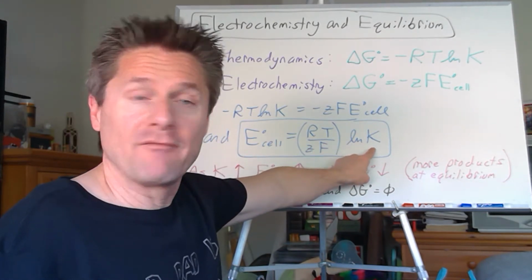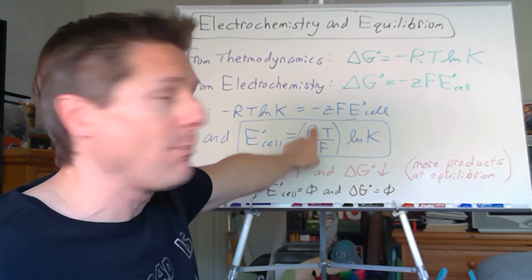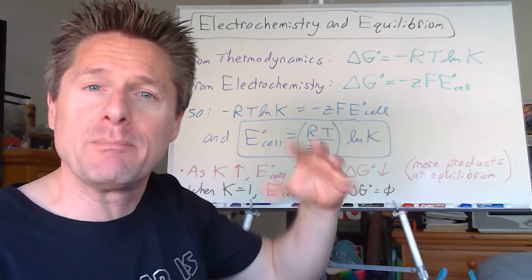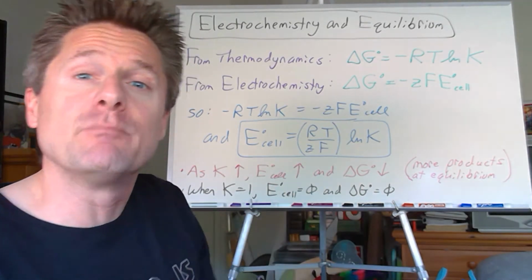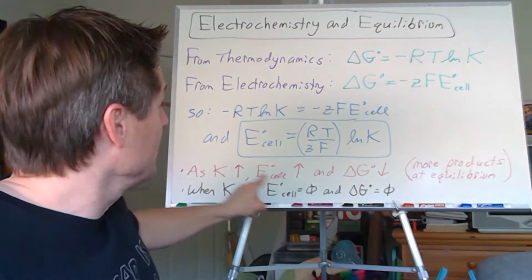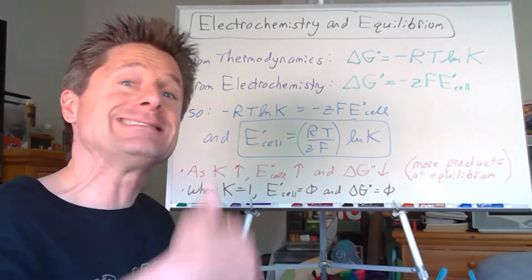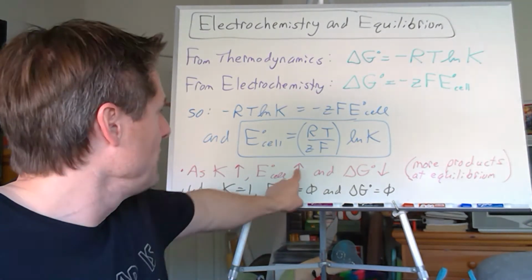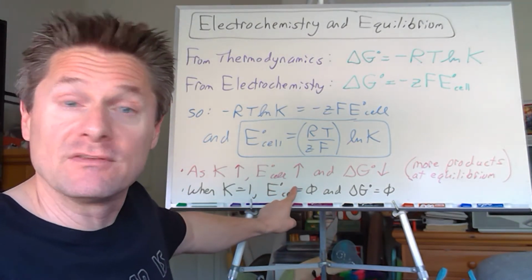If K is bigger than 1, obviously, this will be a positive term. These are all positive terms. So E naught cell will be positive if K is bigger than 1, and as K increases, E naught cell increases. Of course, if K is bigger than 1, it's spontaneous towards products at equilibrium. So E naught cell will be greater than 0.